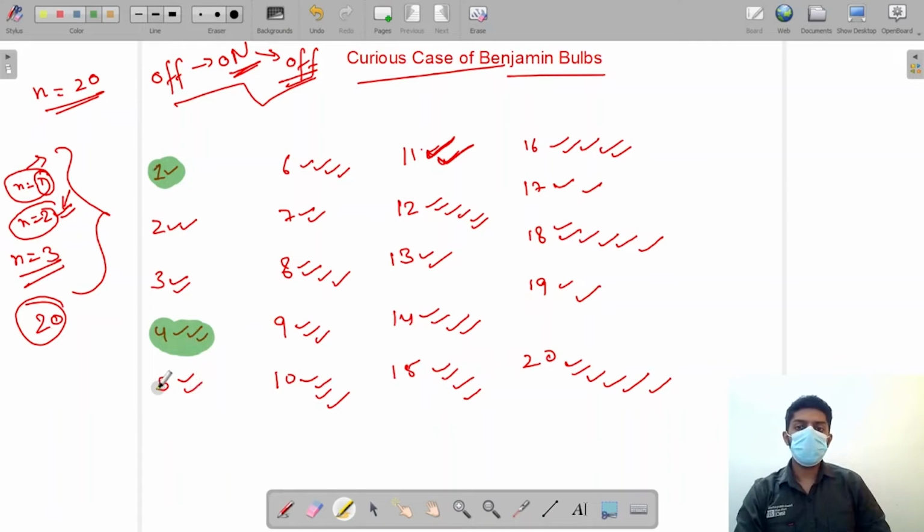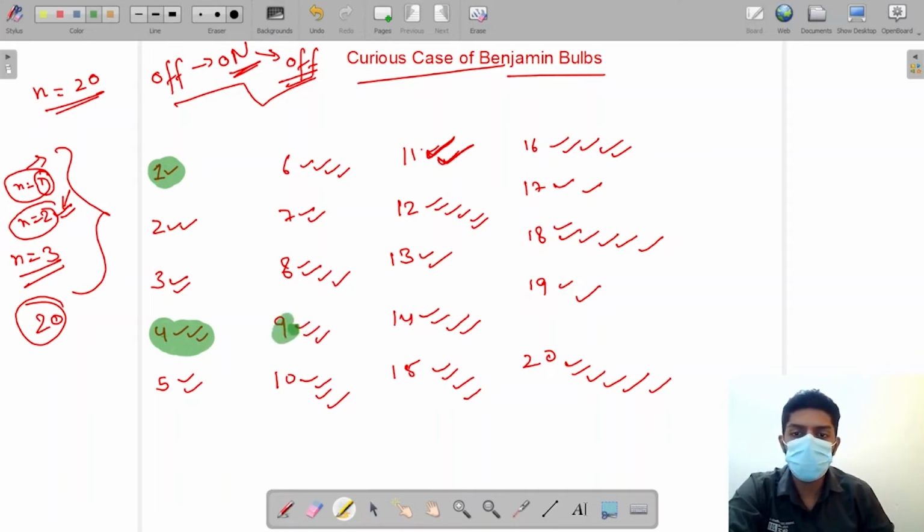For n equal to 5, it was switched on and then switched off. N equal to 6, on, off, right? So as you must have guessed by now, the bulbs which have toggled an odd number of times will only be remaining on at last. So let's see which are the bulbs.